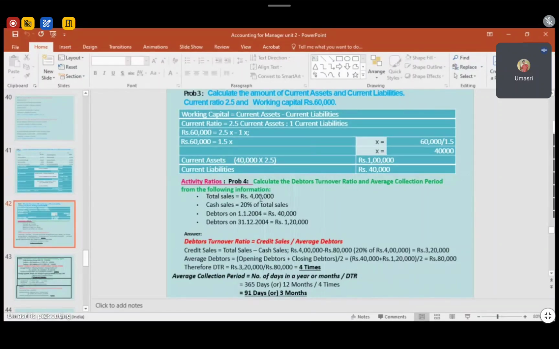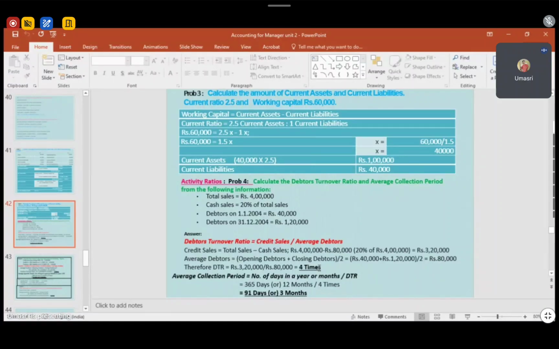If you are eliminating, your credit sales is 3 lakhs 20,000, right? So average debtor is opening debtor plus closing debtor divided by 2. Average debtor is 40,000 plus 1 lakh 20,000, so 1 lakh 60,000 divided by 2, so 80,000, right? So 3 lakhs 20,000 divided by 80,000. So that is 4 times. This is the debtors turnover ratio.